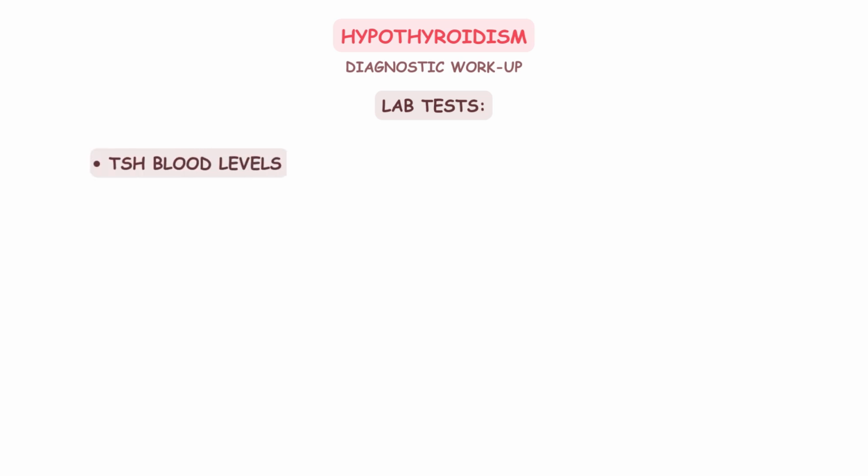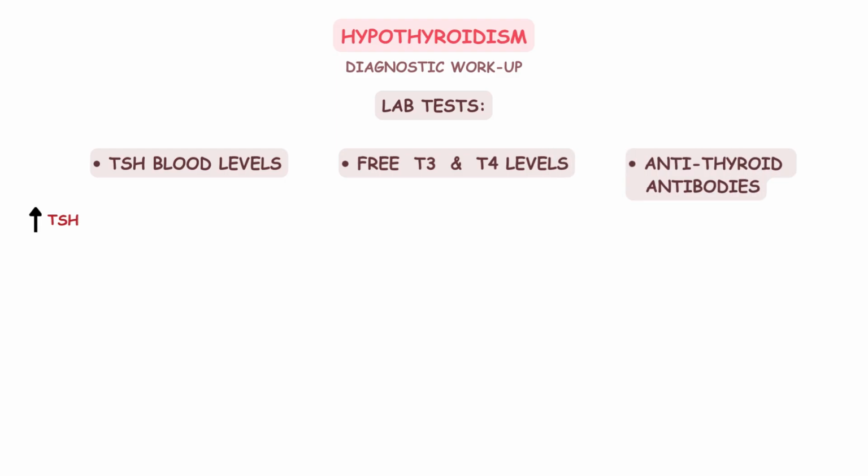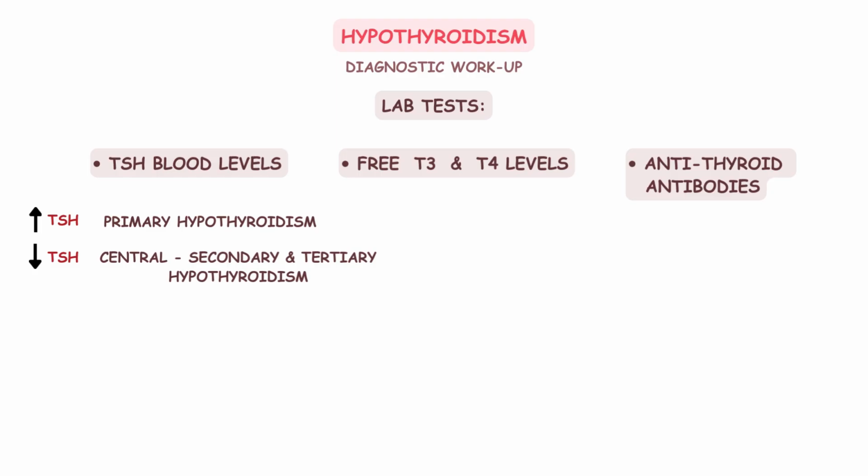Now, when we suspect hypothyroidism, as we mentioned before, the diagnostic workup typically begins with lab tests. The key tests include TSH levels, T3 and T4 levels, and anti-thyroid antibodies. An elevated TSH is the indicator of primary hypothyroidism, and decreased TSH is the indicator of central, or secondary or tertiary, hypothyroidism. Then thyroid hormone levels, or free T3 and T4 levels, which are typically low, and anti-thyroid antibodies, particularly in suspected Hashimoto's thyroiditis, where we can find high titers of anti-TPO antibodies.